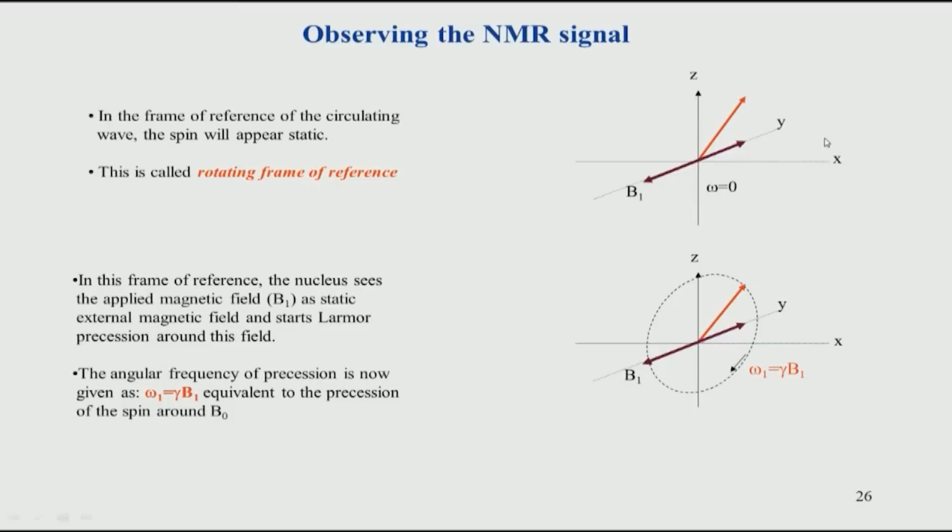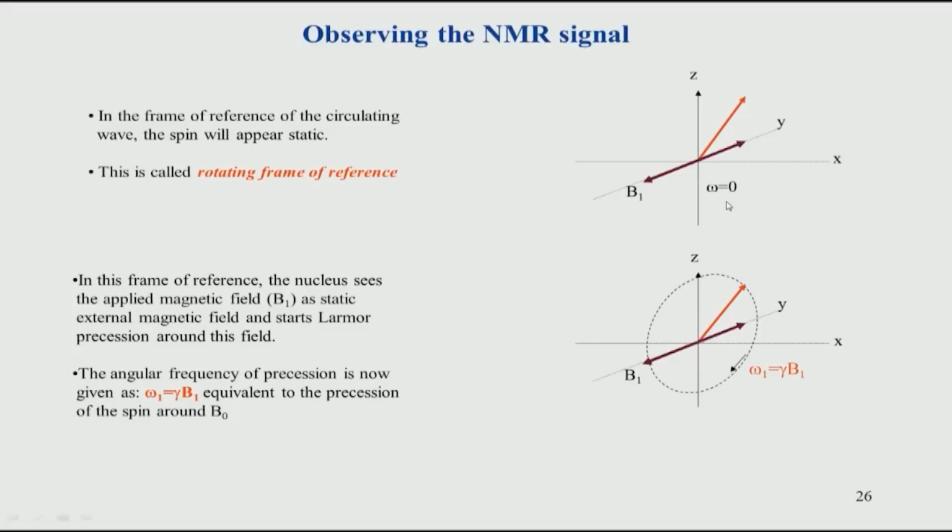If you think of it carefully, by going into a rotating frame of reference, we have virtually removed the external magnetic field B0, and the only thing which remains now is this oscillating B1. This is a very important concept which has to be carefully thought about, and I would recommend you to read through the books and understand it, because it is very central to NMR. So again I repeat, in the rotating frame of reference, we have essentially removed the external magnetic field.